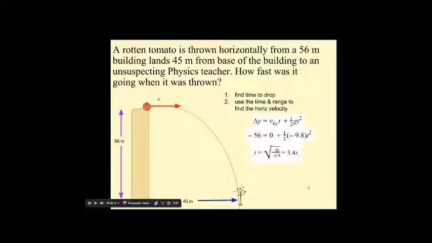We now are going to use the time that we just found and the range to find the horizontal velocity. So we're going to use that same formula, but this time we're going to put 45 meters in for the range and 3.4 seconds we just calculated for the time. We simply have to do 45 divided by 3.4. The units are setting up for us, and then put that in your calculator, and there you go, 13.2 meters per second. You can figure out how many miles per hour that is if you like, but that's not part of this.